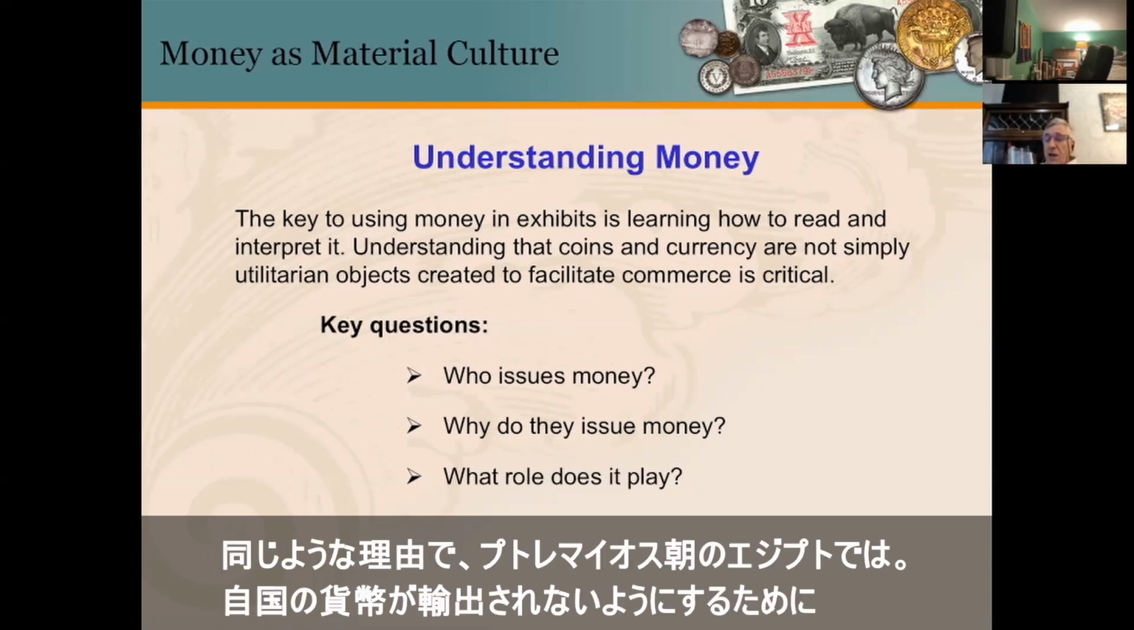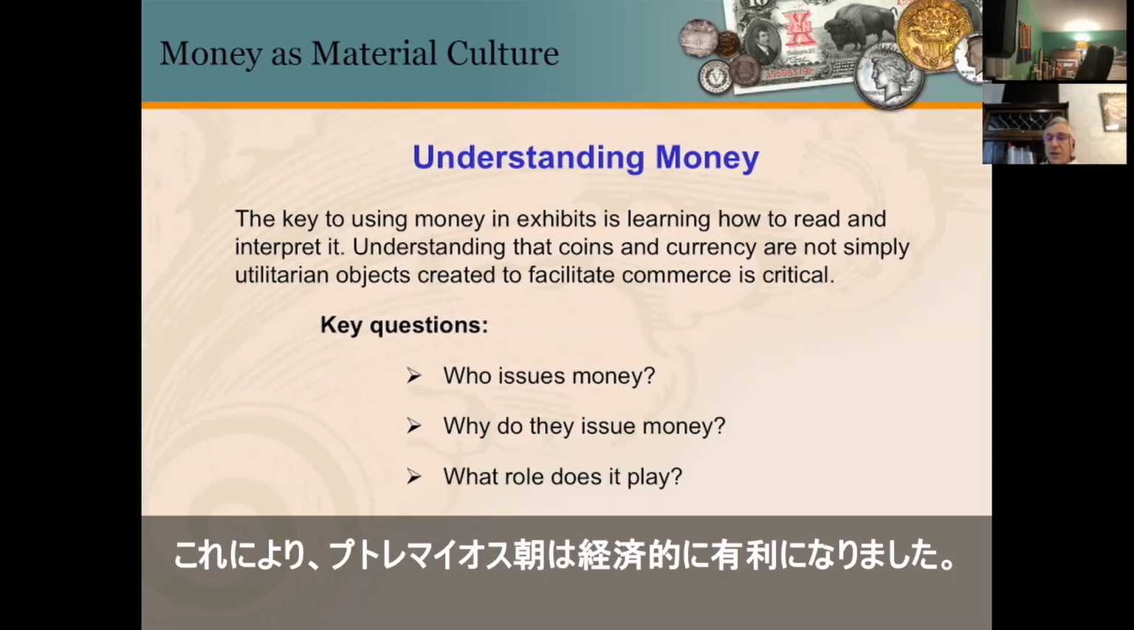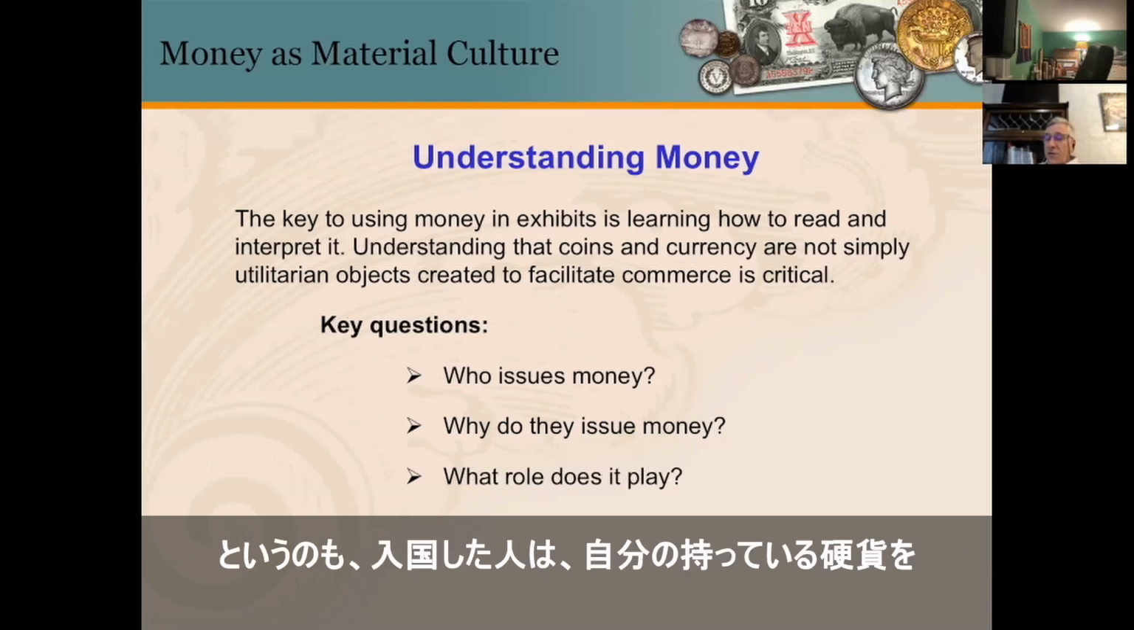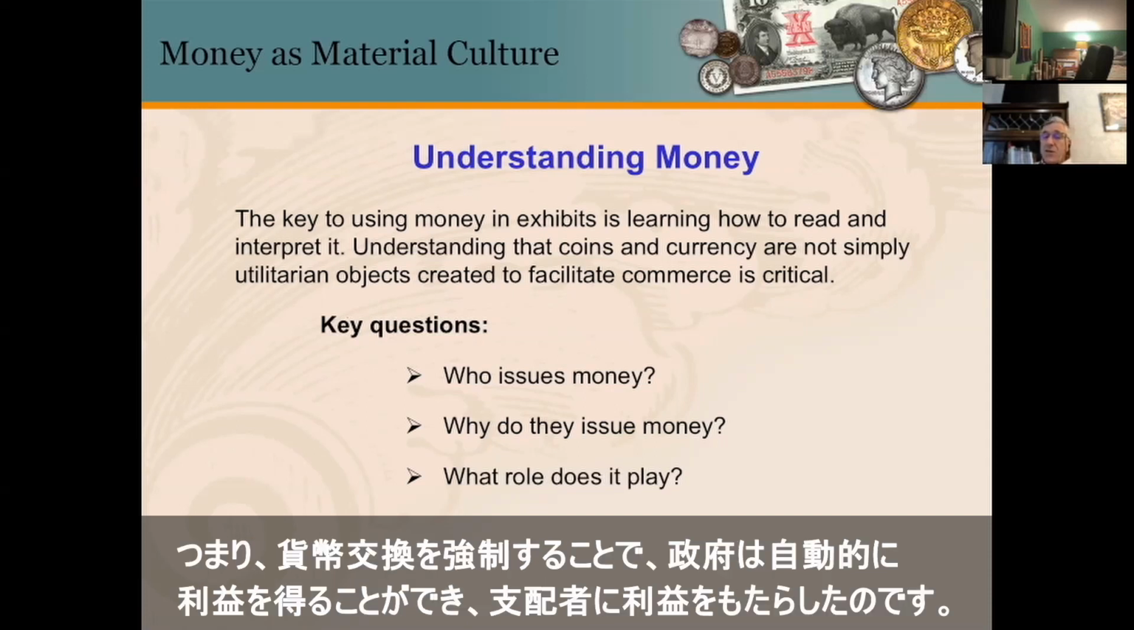Similar reasons were used for Ptolemaic Egypt, where the rulers wanted to prevent the export of their coinage. So their coinage was good silver, but it was lighter than that used by the nations all around. This created an advantage economically because everyone that came into the country was required to exchange their coinage for Ptolemaic coinage at the same rate. So there was an automatic profit made by the government by forcing this exchange, and this benefited the rulers of the country.